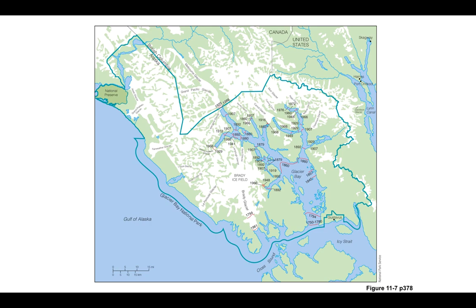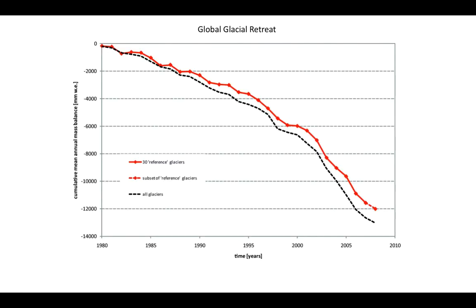So we're losing fresh water just as we need fresh water more and more. And we're losing the albedo. We're losing the reflective capability of this. And again, we'll get to that later when we talk about climate.